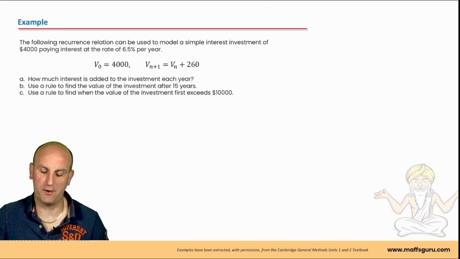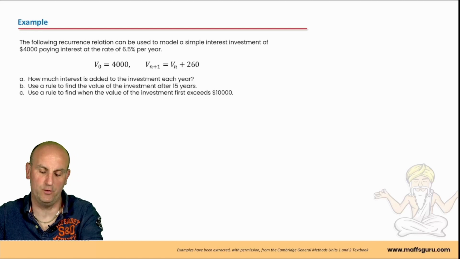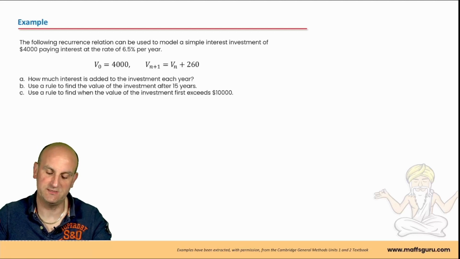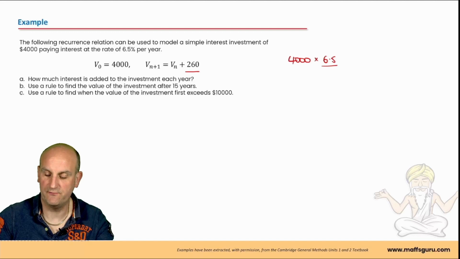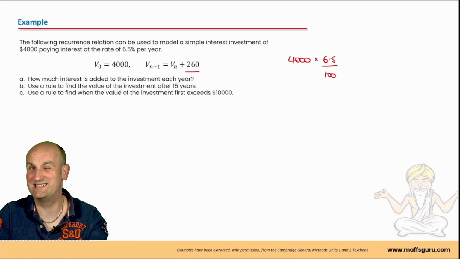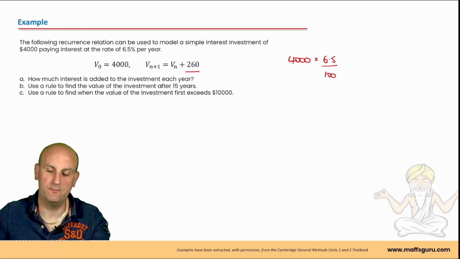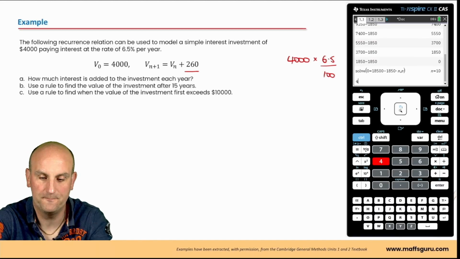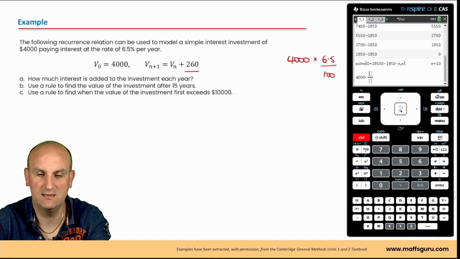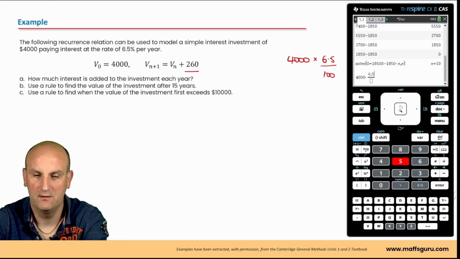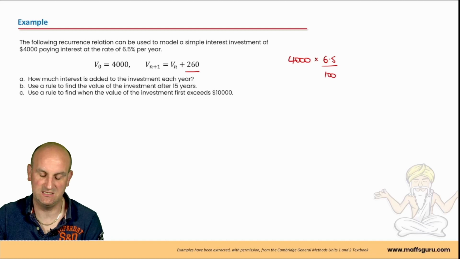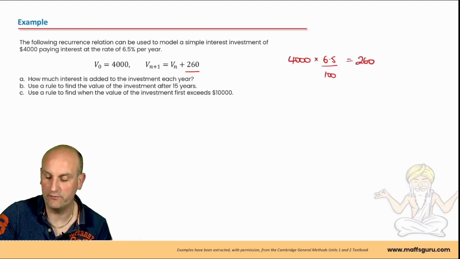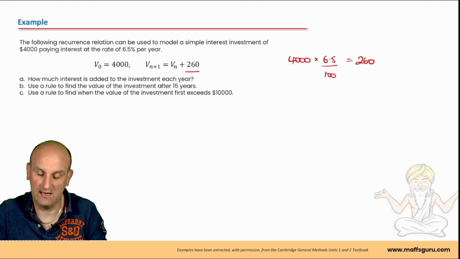Here's an example. The following recurrence relation can be used to model a simple interest investment of $4,000 paying interest rate of 6.5% per year. Now again, if you want to know where this 260 came from, if I do 4,000 times 6.5 divided by 100, right, because that's 6.5%, divided by 100 to turn it into a multiplier. If I do that on my calculator, 4,000 times 6.5 divided by 100 gives me $260. So there we go. That's where that $260 comes from, just in case you ever want to know, because later on, certainly in General 3-4, you're going to have to do that.